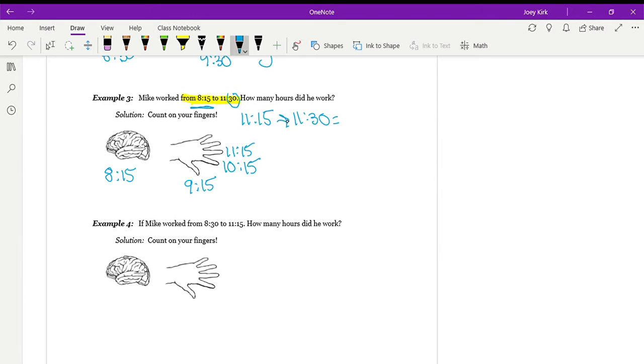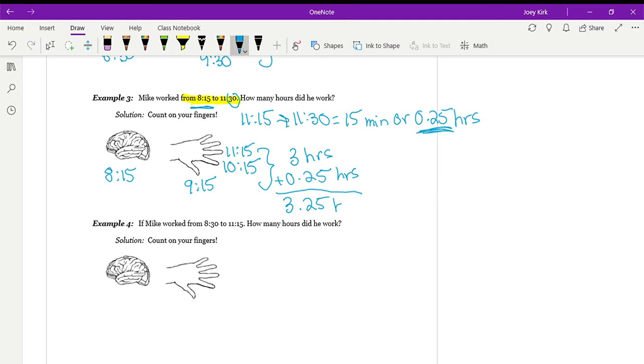Well, that's equal to 15 minutes, or as I prefer, 0.25 hours. Okay, so we're going to take that and add it. So we've got these 3 hours, and we're going to add it to our 0.25 hours extra. So he worked a total of 3.25 hours, or 3 hours and 15 minutes. But I, again, would prefer 3.25 hours.